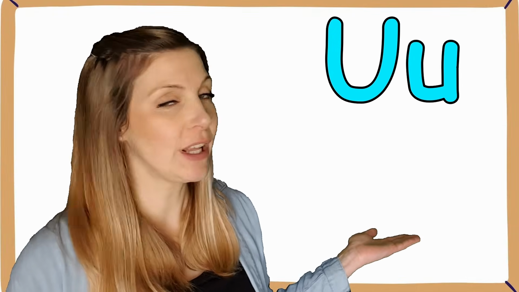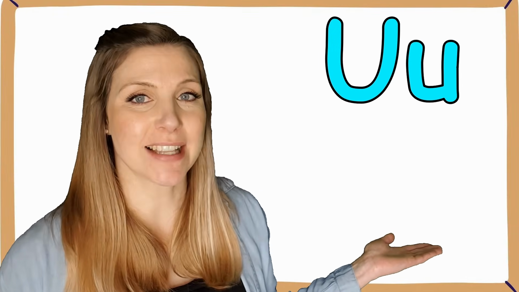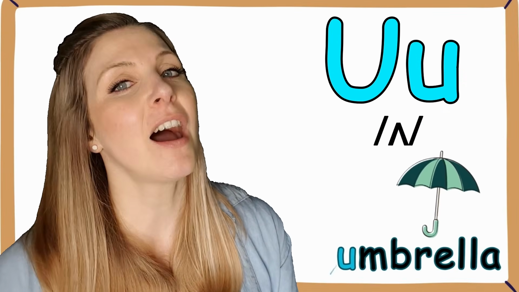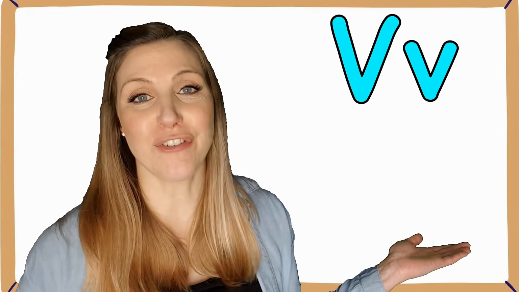The next letter is the letter U. And that letter makes the sound U. U for umbrella. U, umbrella. Our next letter is the letter V, and V makes the sound V.